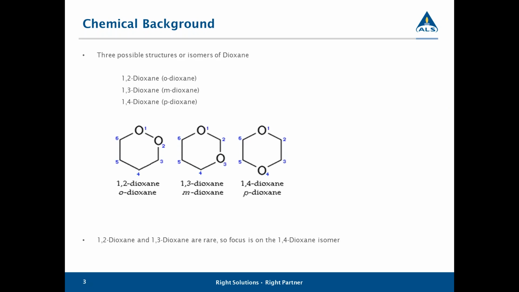Just some quick chemical background on the compound. There are three possible structures of isomers of dioxane. There's 1,2, 1,3, and 1,4-dioxane, all depending on where the oxygen groups are located. However, 1,2 and 1,3 are very rare, so the focus is on 1,4-dioxane, and that is really the environmental focus as well.